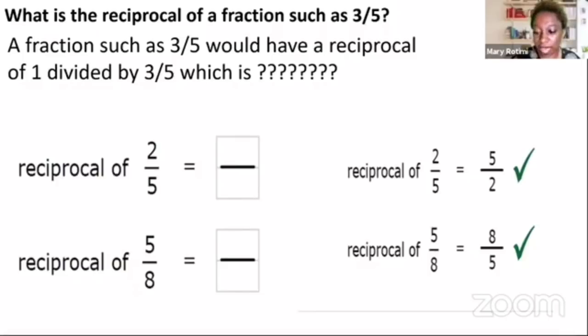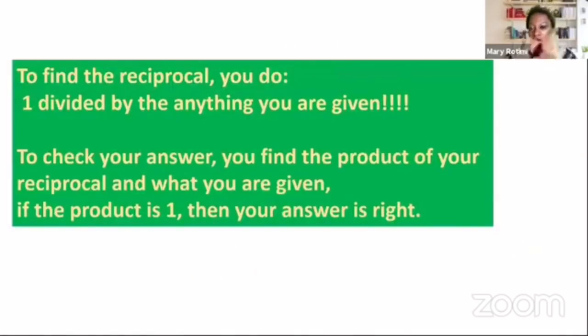So the next bit I am going to go into is this bit here. This is a little note for you to remember. You can just use your phone and have a snapshot of it. It says to find the reciprocal, you do 1 divided by anything you're given. So 1 divided by anything you're given, that is the reciprocal. Or simply put, you're turning it upside down.